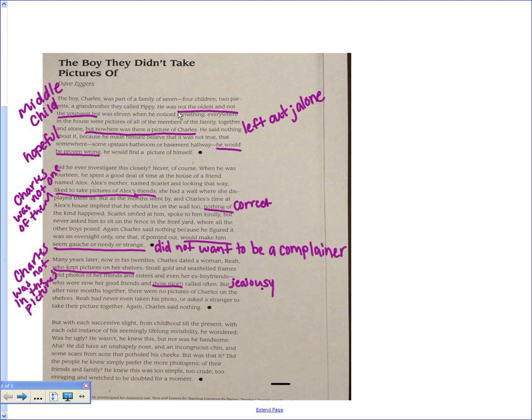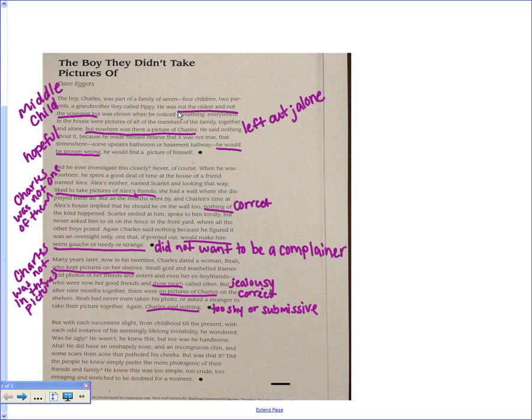But after 9 months together, there were no pictures of Charles on the shelf. So I'm going to go ahead and underline that and just write that I was correct in my previous prediction. Ray had never even taken his photo or asked a stranger to take their picture together. Again, Charles said nothing. So I am going to underline that and say that he has been too shy or submissive and still in his 20s has said nothing.